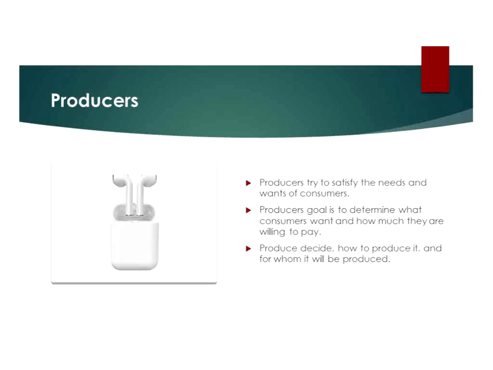Okay, so producers satisfy the needs. Producers determine what and how. Producers' goal is to determine what consumers want and how much they are willing to pay. Anybody know how many of these AirPods were sold over the winter break? So this is in a free market system. The producers decide how and for whom.